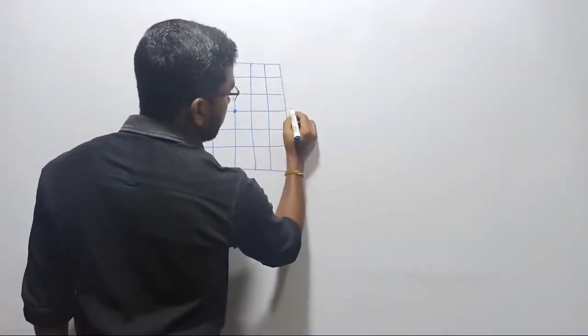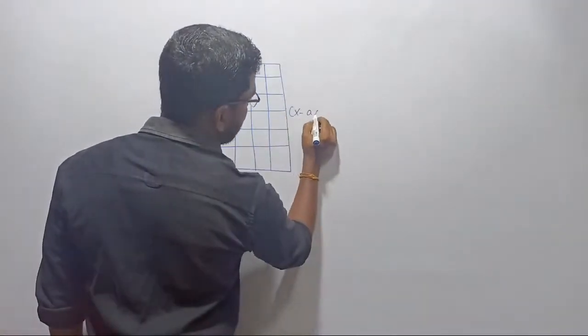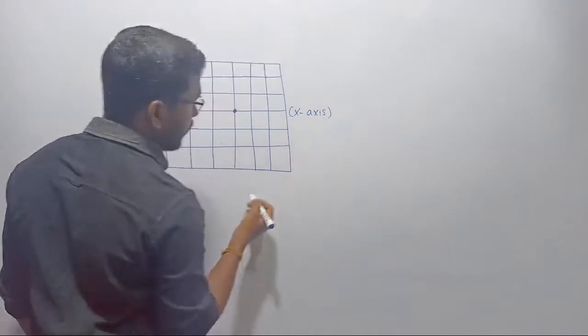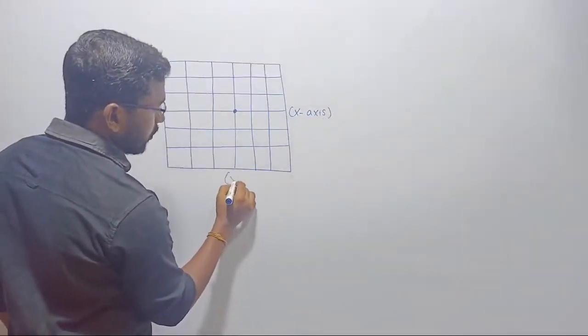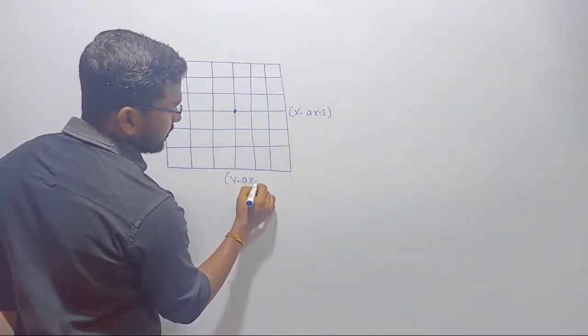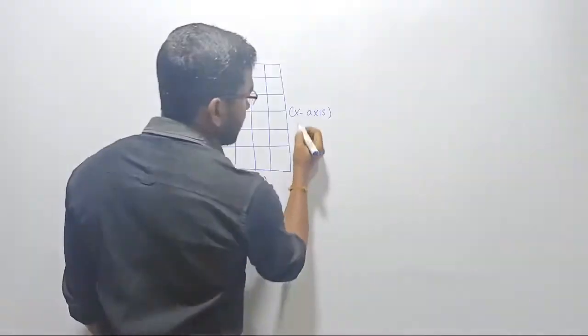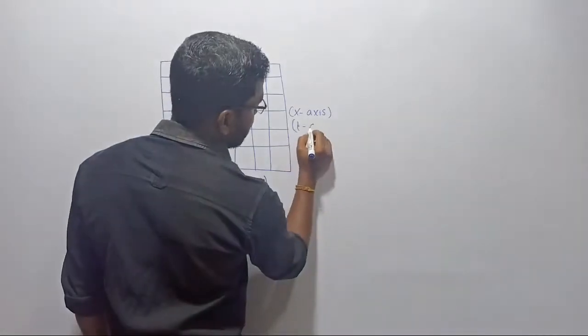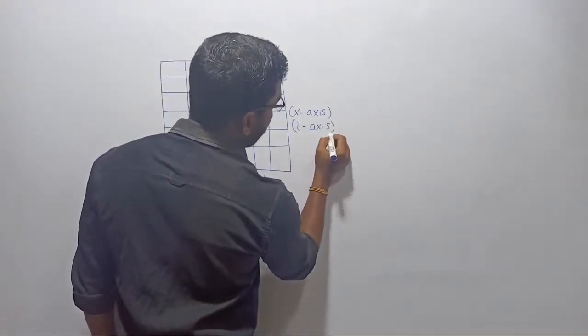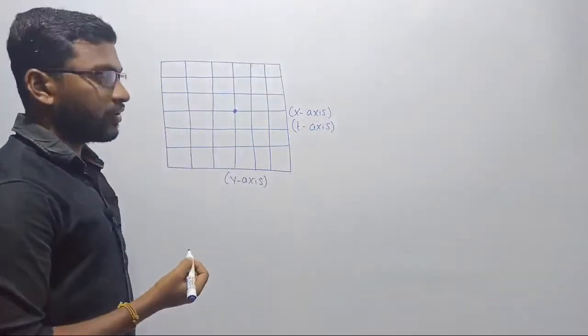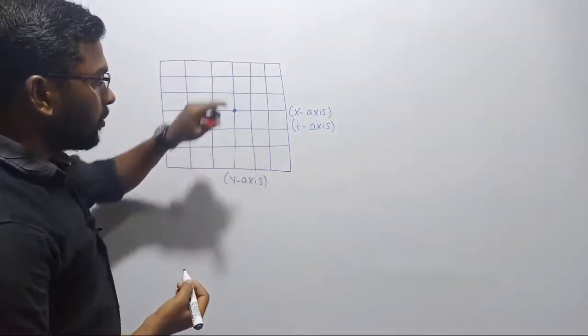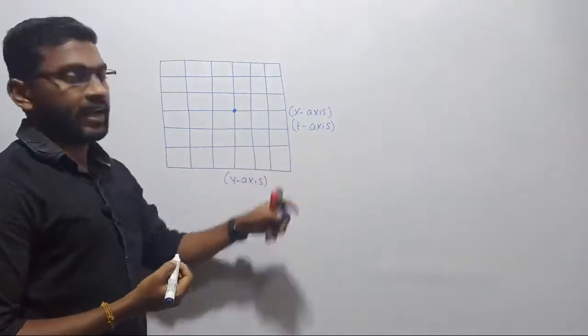Now this is going to be our x-axis, and this is going to be your y-axis. The x-axis is sometimes also called a time axis, a t-axis. It is based on the type of signal that we are going to use in the CRO. It might be an XY axis or an XYT axis.